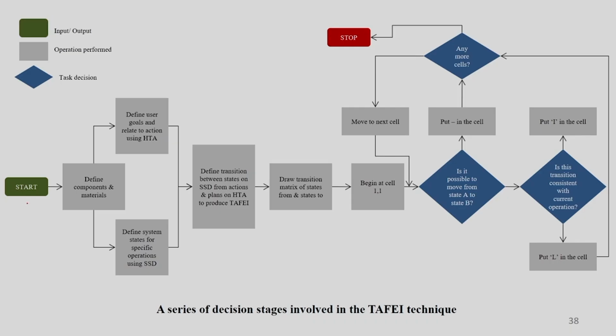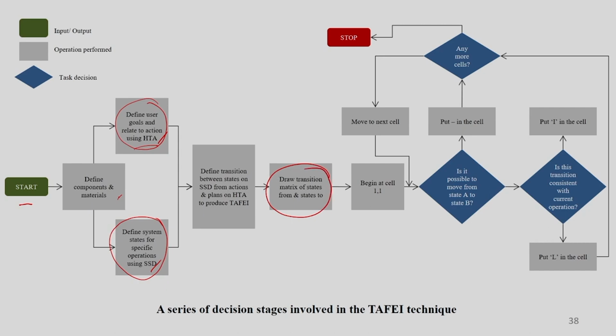So it starts here. Define the components and the material, where it goes for the HTA. Using HTA you define the goal and define the system state for specific operations, that is through SSD. Once you have HTA and SSD, you define the transition between states on SSD from actions and plans on HTA to produce that particular TAFEI, and you draw this transition matrix.